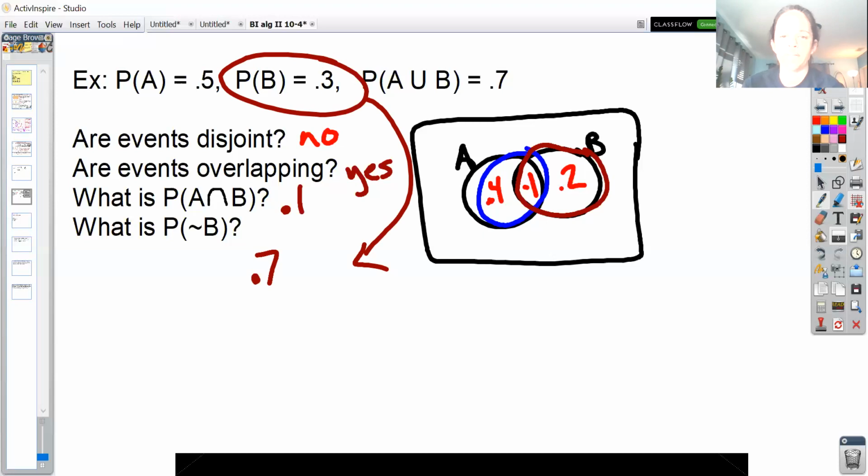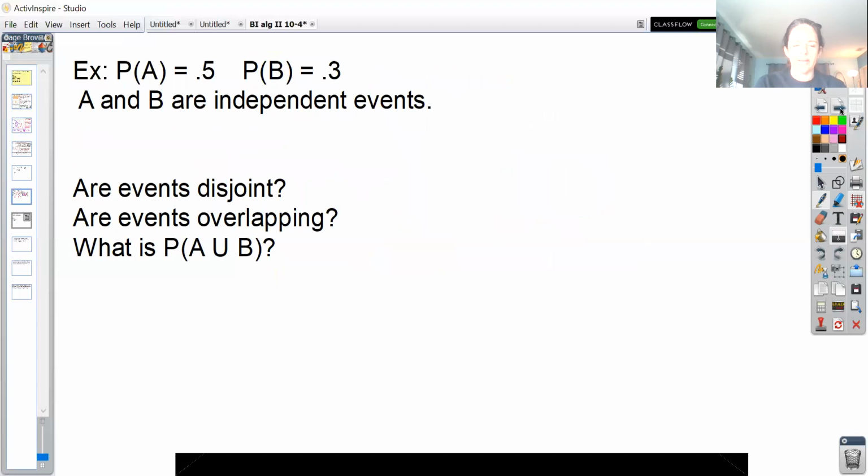Also, if I wanted to fill out the rest of the Venn diagram, what would be left floating in the universal space? Do you know? Figure it out. It would be 0.3. Because 0.7 is what I get for the union, which means that whatever's left, the whole rectangle, the whole universal space always has to add up to 1.